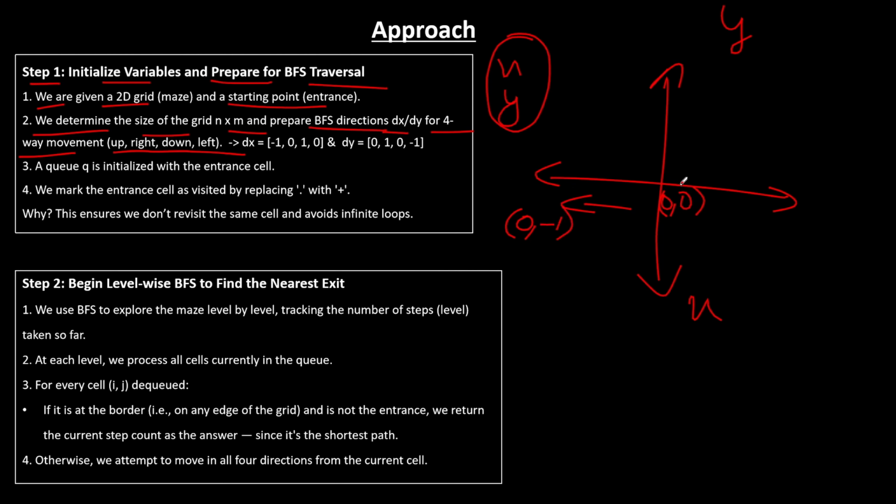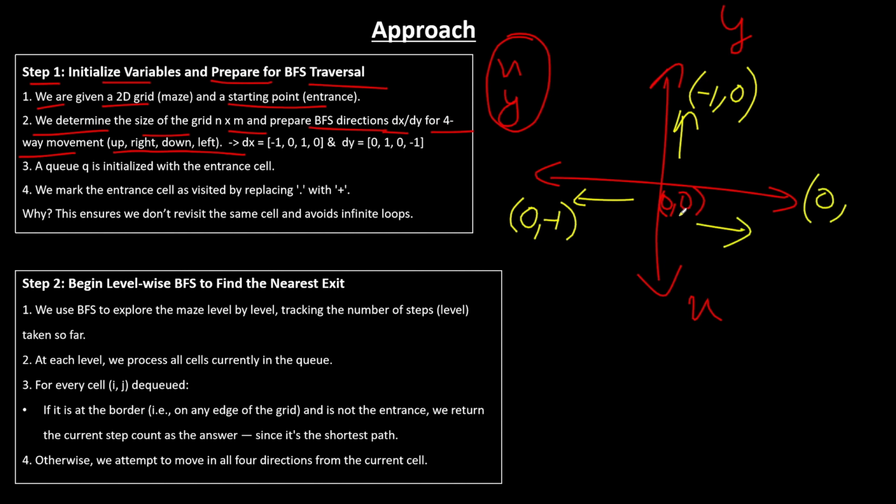If you have to go to the top or up, okay, let me change the color of the pen. If you have to go up, what will happen? The column is not changed, right? But the row has been changed. And since we are going up, we're subtracting the value from the row, correct? Now, if you have to go to the right, row is not changed, but the column value increases by 1. Now, if you have to go down, the row will increase by 1.